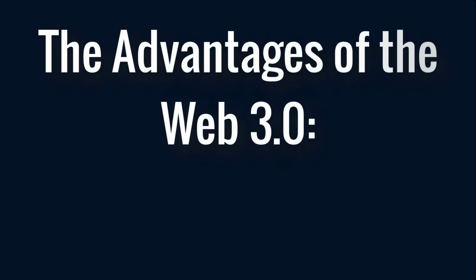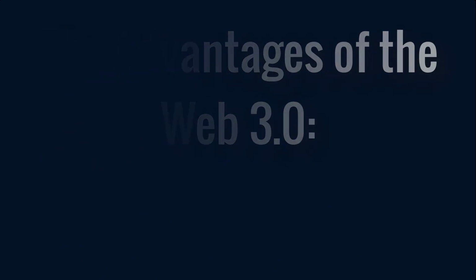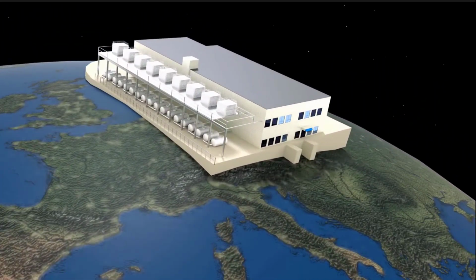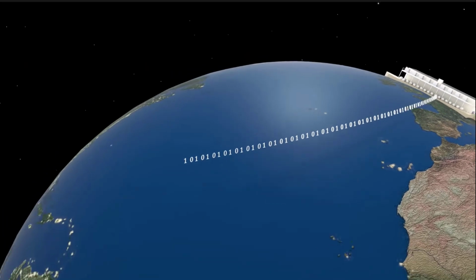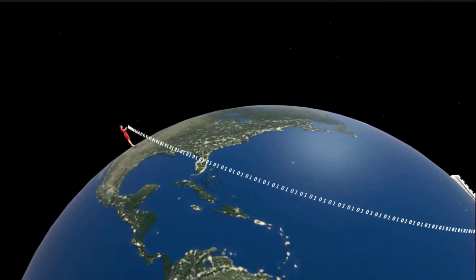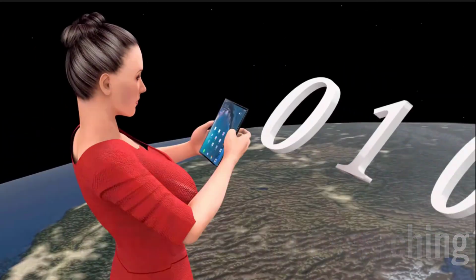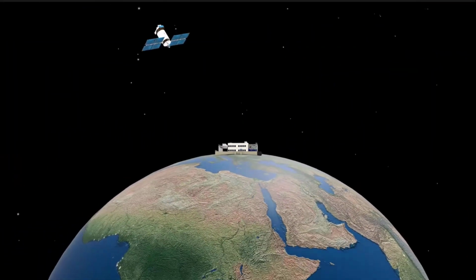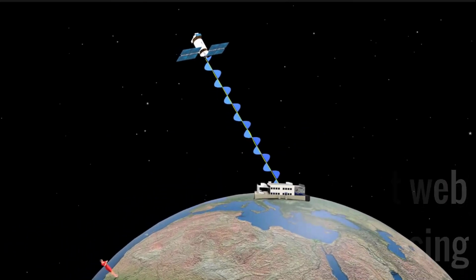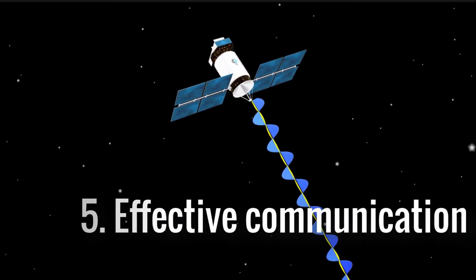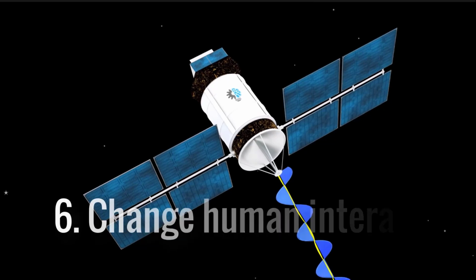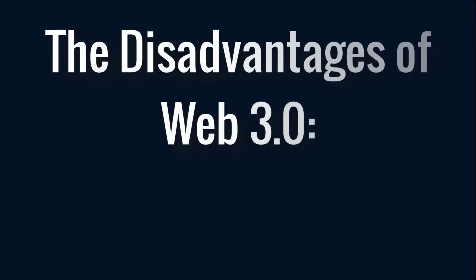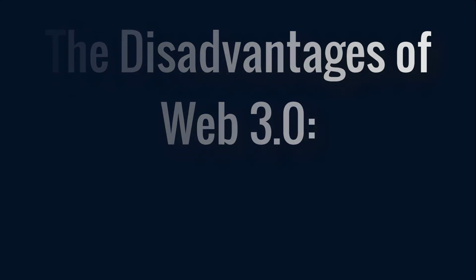Next, let's talk about the advantages of Web 3.0. Number 1. Increased information linking. Semantic web will help in the connectivity of online data. Number 2. Efficient searching. 3. Better marketing. 4. More efficient web browsing. 5. Effective communication. And 6. Change human interaction. But lastly, let's talk about the disadvantages of Web 3.0.